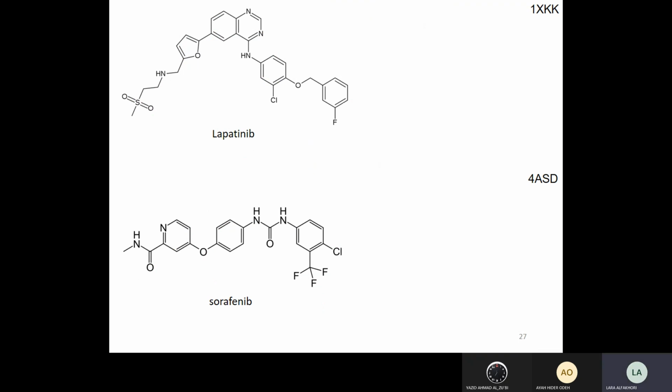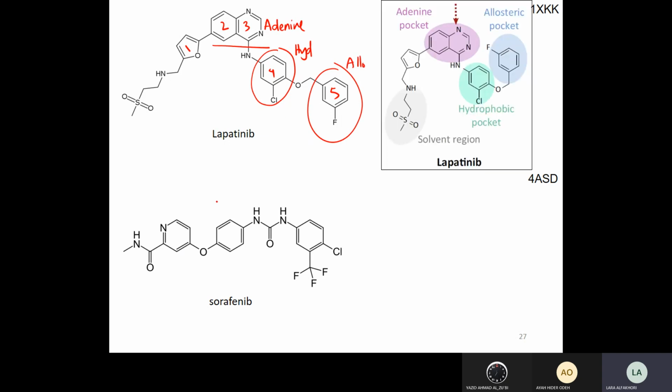Lapatinib, type 1 or type 2? What do you think? Well, where is the ring that could bind to the adenine pocket, in your opinion? Let me number them: 1, 2, 3, 4, 5. Yeah, this ring system in here is the one that will occupy the adenine pocket. Okay, what about this one? Hydrophobic. Okay, well this one can reach all the way to the allosteric site.